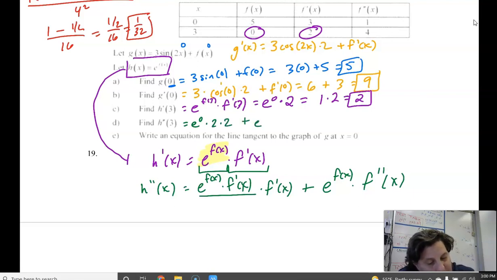And then e to the f of 3, e to the 0, and f double prime of 3 times 4. So e to the 0 is 1. 1 times 2 times 2. 1 times 4. 4 plus 4 is 8.